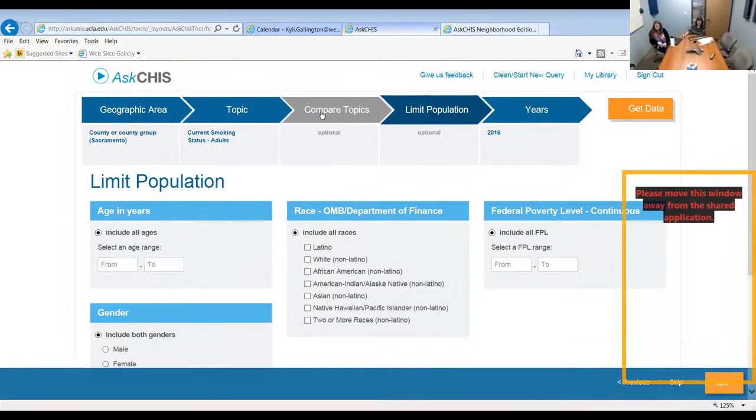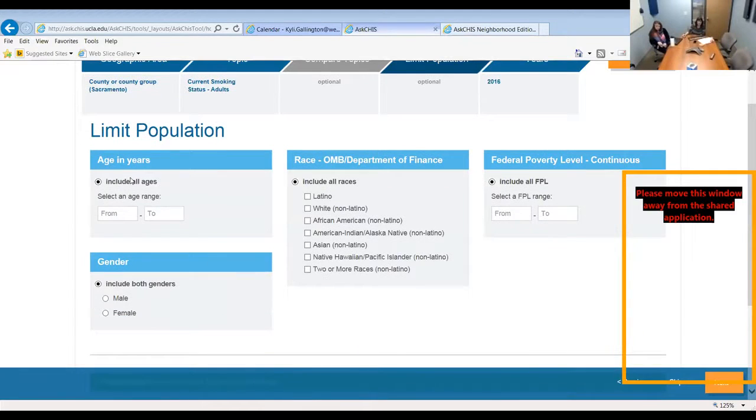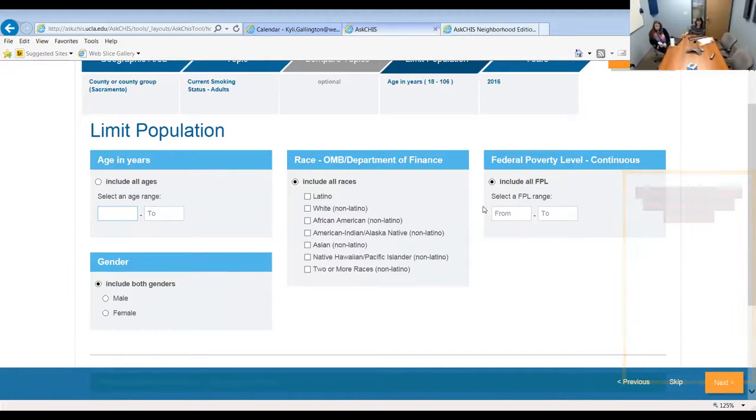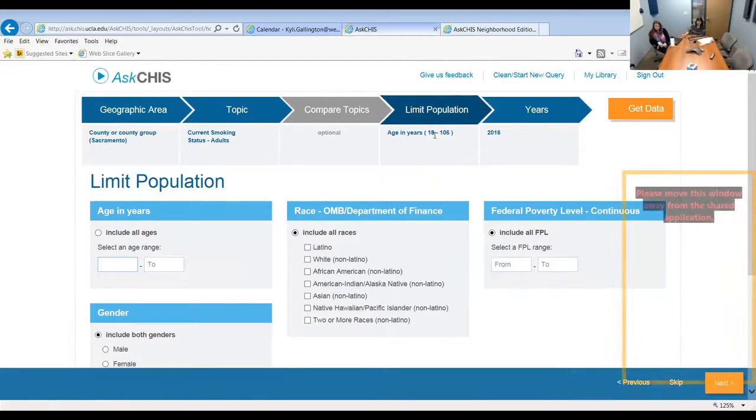We can limit our population. So we can include all ages, or I could potentially just look at adults from 18 to 24 if your catchment area was for, or if your target demographic included that age range. We can separate it by gender. We can include all races, or we can compare races. And we can also restrict it by federal poverty level. So this is helpful too. We're going to leave that all open for right now.